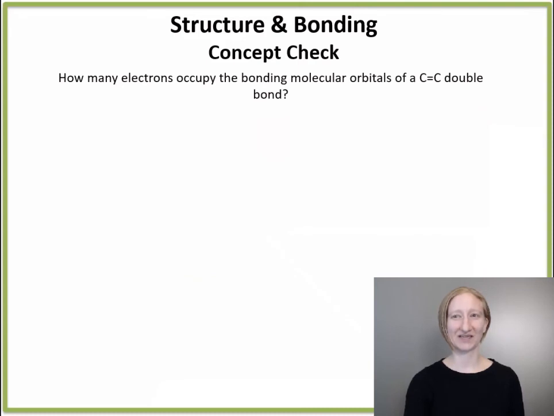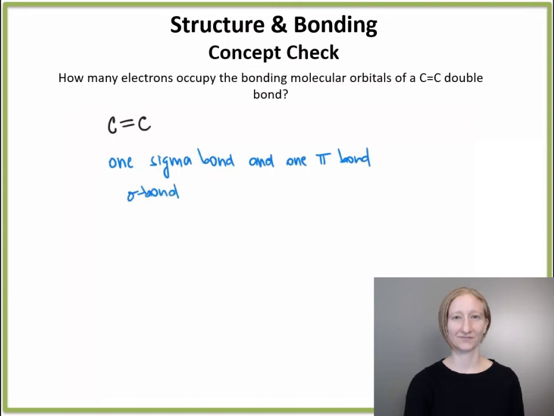Here you're asked how many electrons occupy the bonding orbitals of a carbon-carbon double bond. A carbon-carbon double bond is comprised of 1 sigma bond and 1 pi bond. We'll draw the sigma bond first. And the sigma bond forms from the head-on overlap of 2 sp3 orbitals, 1 from each carbon.